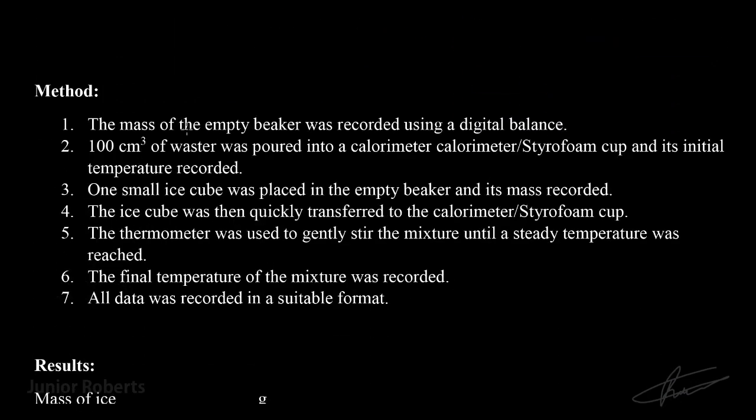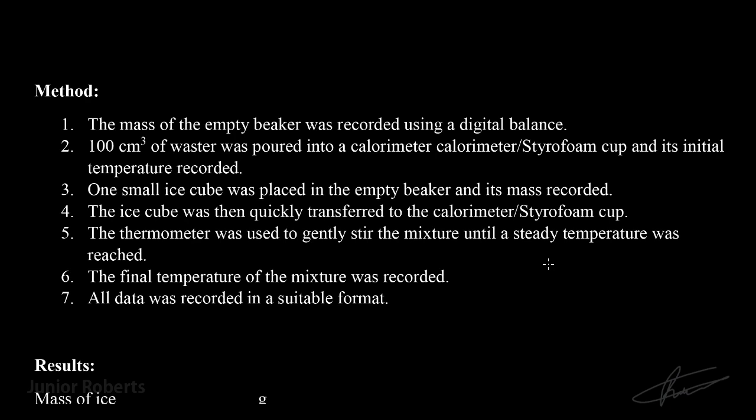What we're going to do is place the empty beaker on a digital balance to record its mass. Then we're going to pour 100 cm³ of water into a calorimeter or a styrofoam cup and measure its initial temperature. Then we're going to take one ice cube and place it in that empty beaker so we can obtain its mass. Then we're going to quickly transfer the ice cube from the beaker to the calorimeter, and then we're going to use the thermometer to stir the mixture until we obtain a steady temperature, and we're going to record all of that information.